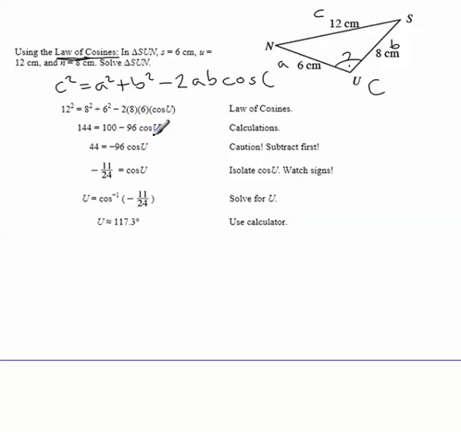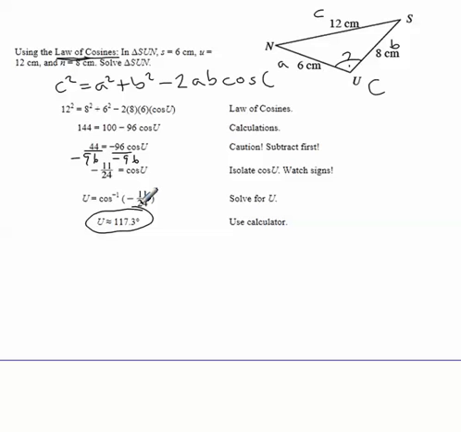And so let's subtract 100 from both sides and we've got 44 is equal to negative 96 cosine of U. Now we divide both sides by 96 and simplify. So we're dividing by negative 96. And then we're left with negative 11 over 24. And since this angle here is unknown, this is where we're going to do the inverse cosine of both sides. I hope you remember doing that to be able to solve for U. So we inverse cosine a negative 11 over 24 and use the calculator and we get approximately that.